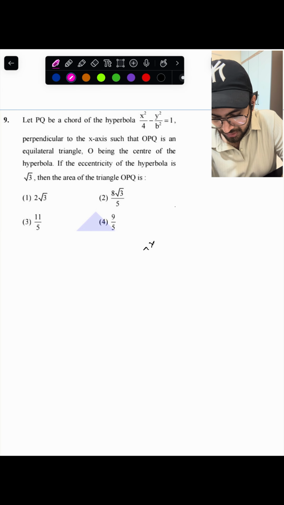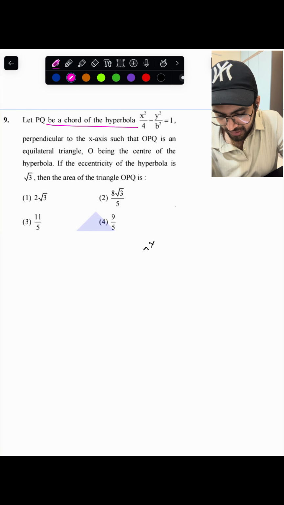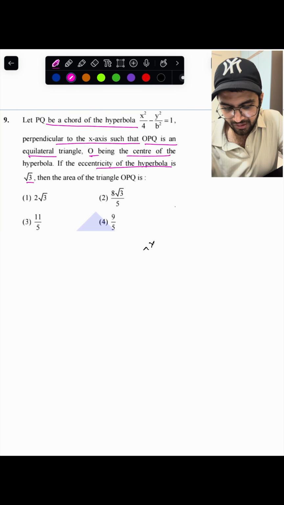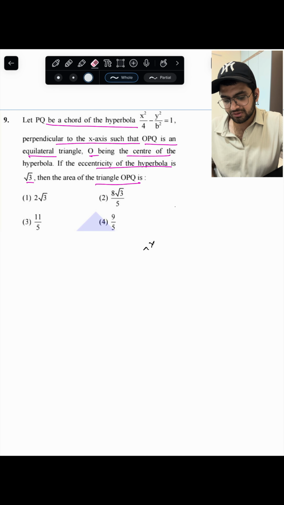Yeah, let's move to ninth question. Let PQ be a chord of a hyperbola perpendicular to the x-axis such that OPQ is an equilateral triangle, O being the center. The eccentricity of the hyperbola is √3, then find the area of triangle OPQ. So this is the question asked.